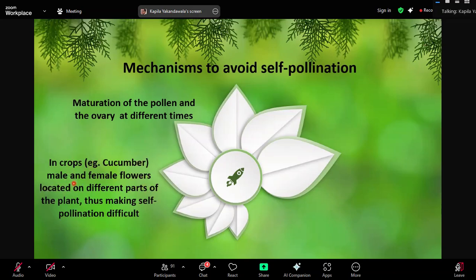In crops like cucumber, male and female flowers are located on different parts of the plant, thus making self-pollination difficult. So in cucumber, male and female flowers are born on upper and lower parts, just like in anthurium. So there's less chance for self-pollination.